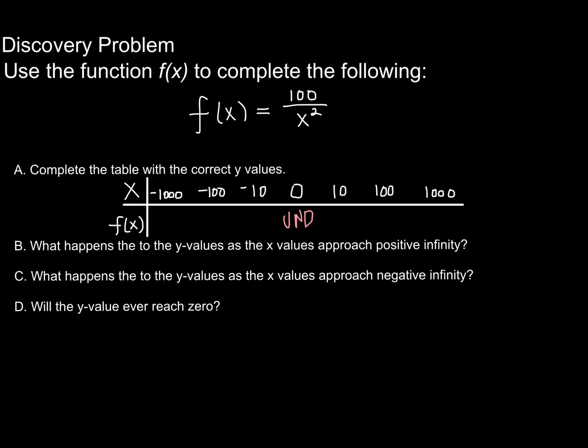So at 10, notice 10 squared is 100, and negative 10 squared is 100. So this will give me y values of 1. Now, 100 squared and negative 100 squared is going to be 10,000. And so 100 divided by 10,000 as a decimal will give me 0.01. Getting much smaller. Okay, let's try 1,000. So 1,000 squared will give me 1,000,000, and 100 divided by 1,000,000 as a decimal will be 0.0001.